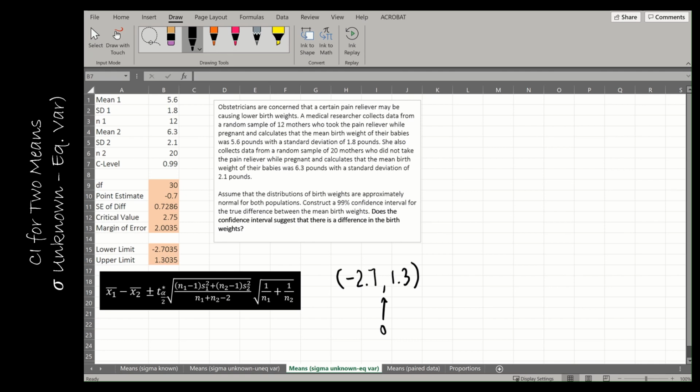So what I can say based on these results is essentially that the confidence interval does not suggest that there is a difference in the birth weights between babies of mothers who took the pain reliever and babies whose mothers did not. Again, because 0 is in the interval.